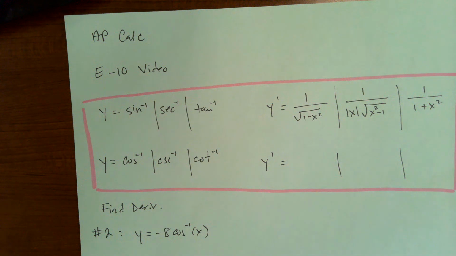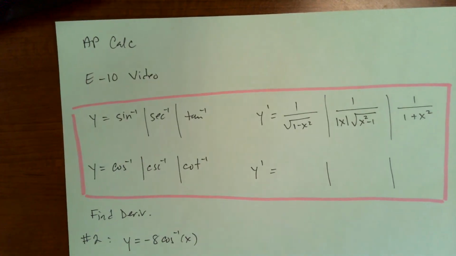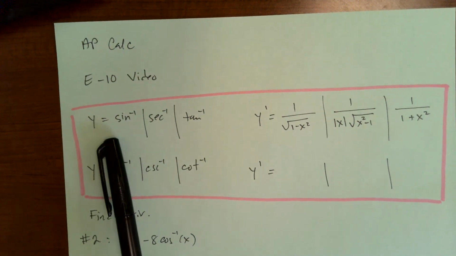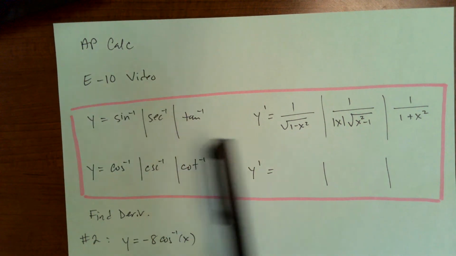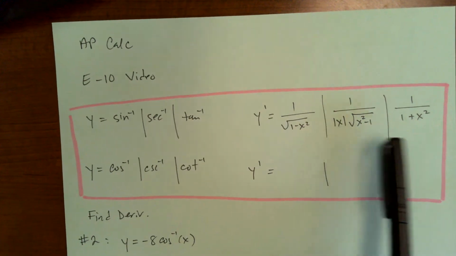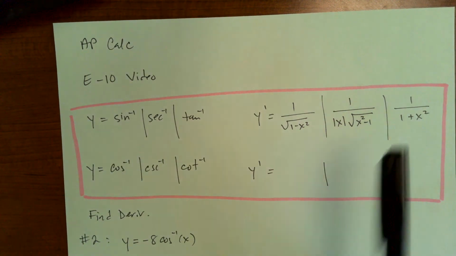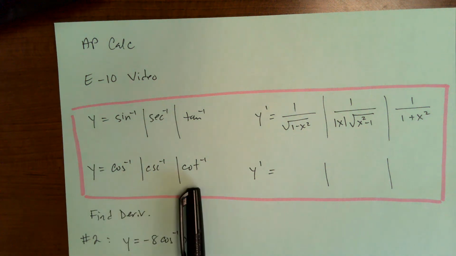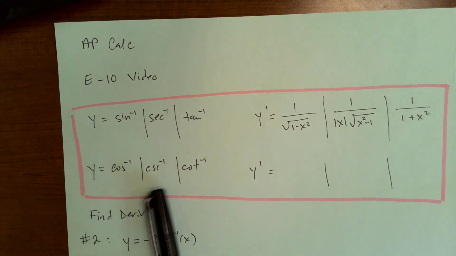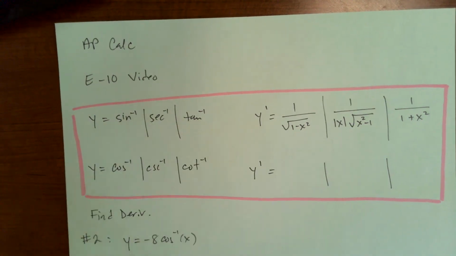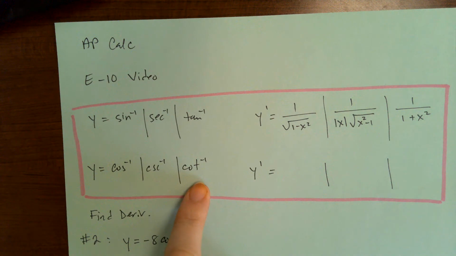Okay, guys, so here is more inverse trig derivatives. So last video we did inverse sine, inverse secant, inverse tangent. And guys, if you know these formulas, then you know these formulas also, because the derivatives of these are just the negatives of the derivatives of these. So these are called cofunctions.